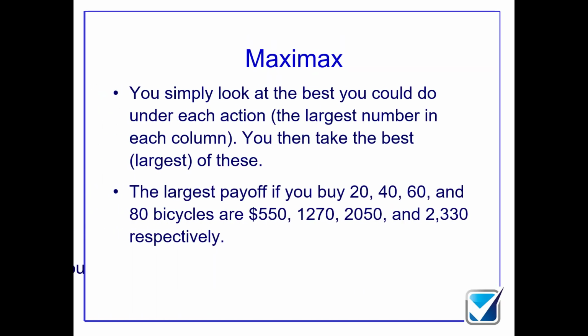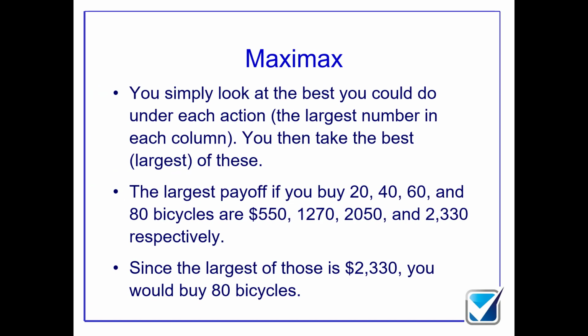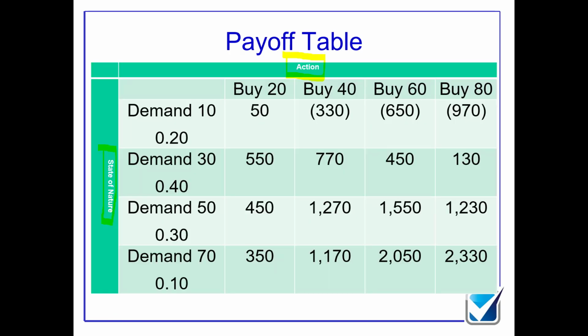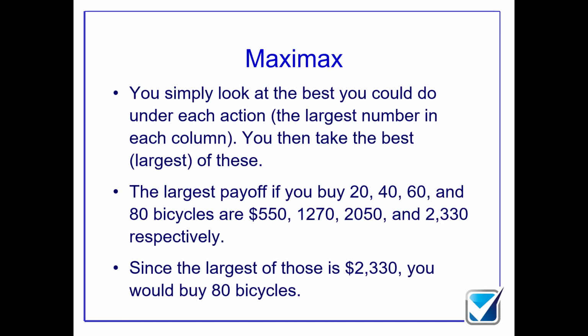So I start with Maxi Max. With regard to Maxi Max, what we're going to do is look at which is the biggest possible return, and I'm going to pick the one with the biggest possible return. So if I jump back into my payoff table, the one which gives me the biggest maximum return is going to be this figure down here, this 2330, and because it's 2330, I will now buy 80 bicycles. So I think that everything is going to be amazing, so I'm now going to buy 80 bicycles and hopefully make $2,330 worth of profit.